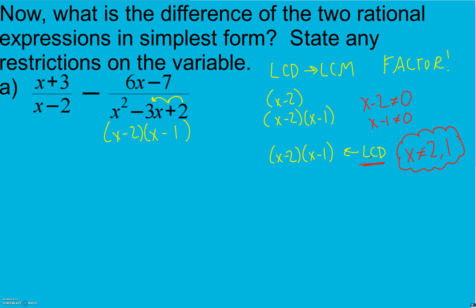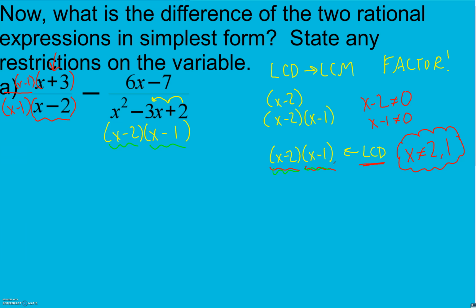So in my first rational expression here, I have an x minus 2, but I don't have an x minus 1. So I need to multiply by x minus 1. Whatever I do to the denominator, I have to do to the top. My second one, I have an x minus 2. I have an x minus 1. So I don't have to change my second expression at all.